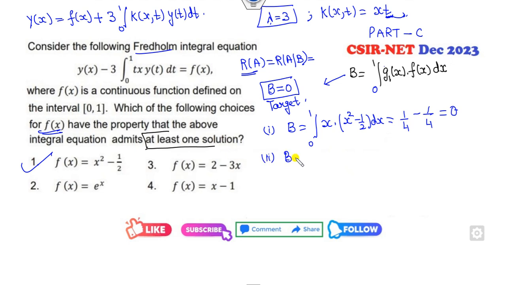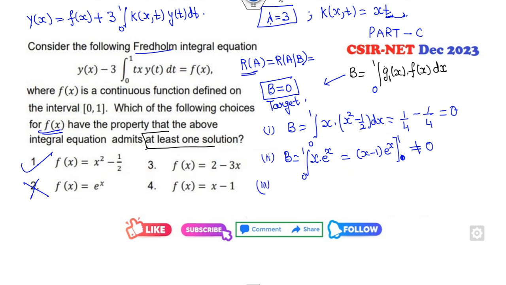Look at the second option. Integral from 0 to 1 of x into e raised to power x. What is the integration of this? (x minus 1) e raised to power x, from 0 to 1. Clearly, this is non-zero because of this value. Fine, so this option is cancelled out.